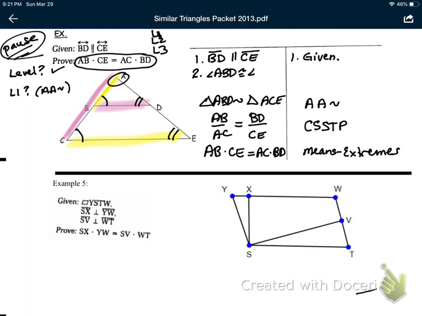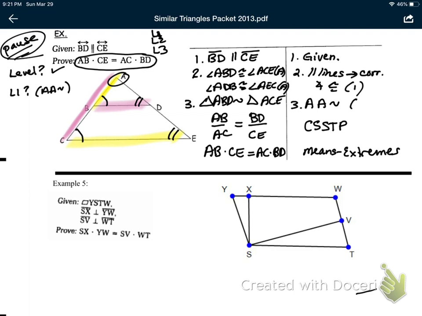congruent to angle ACE, and angle ADB is congruent to angle AEC. Okay, and both of those are if parallel lines, then corresponding angles are congruent. Or the reflexive if you wish. And now my proof's complete. That leaves me with AA on number 3.